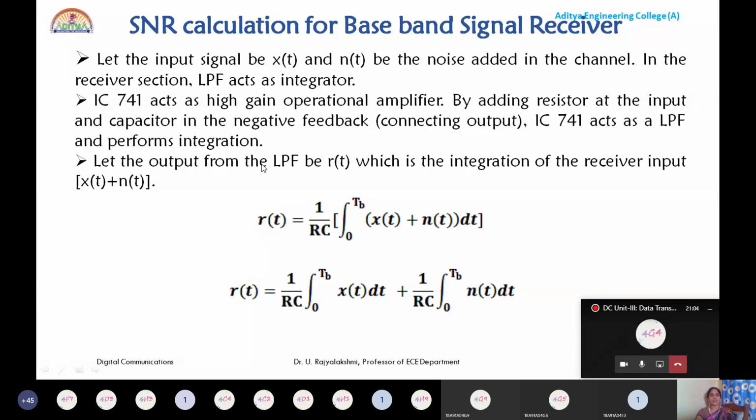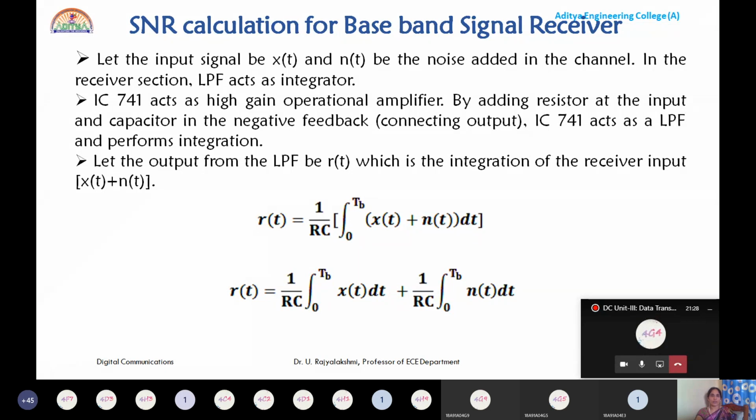Okay, now the output from the low pass filter, let us assume that be r of t. Now, how can you relate r of t with the input? What is the input to the receiver section? x of t plus n of t. Now, the integration of x of t plus n of t will be the low pass filter output, that is r of t. So, please carefully observe the derivation.